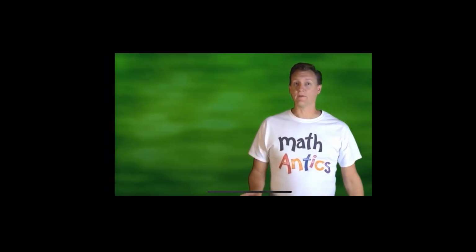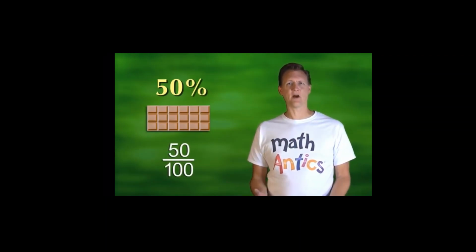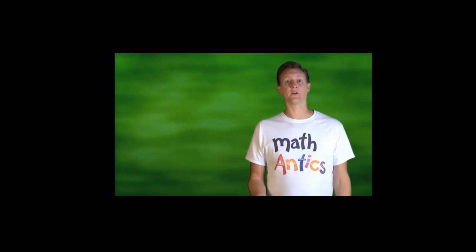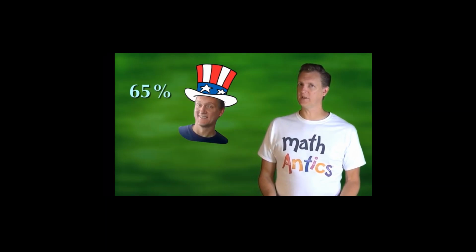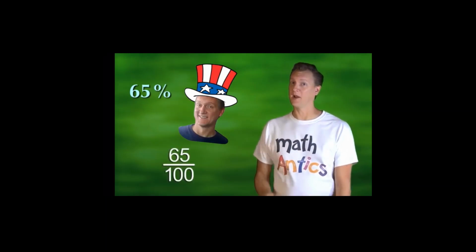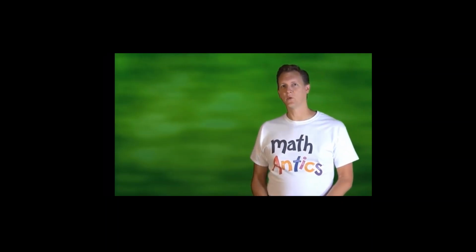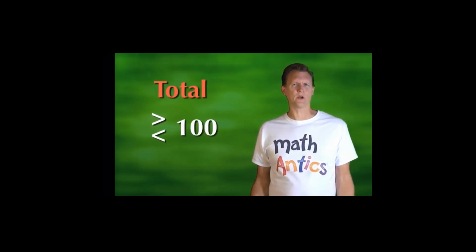Your friend says that he'll give you 50% of his candy bar. 50% means 50 out of 100, but how can he give you 50% if he doesn't have 100 candy bars? He's only got 1. Or how about when you're talking about things bigger than 100? Like if you hear on the news that 65% of Americans like watching football. 65% is 65 out of 100, but I'm pretty sure there's more than 100 Americans. The fact is that percents are used all the time to describe situations where the total involved is either more or less than 100. So how does that all work?